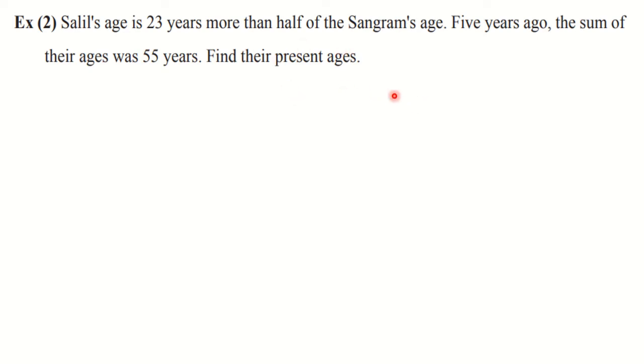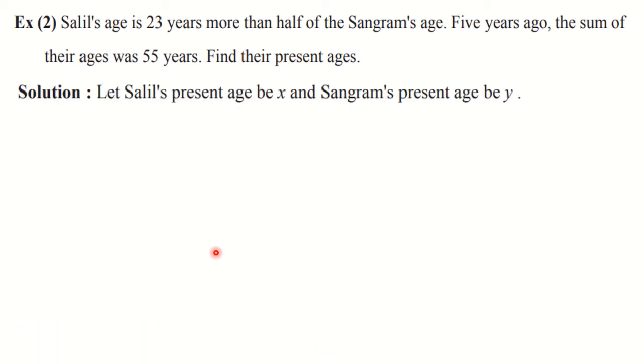Writing present is important because here in one condition the age 5 years ago is also mentioned. So you have to use the word present age. So you will start with that. Let the present age of Sahil be x years and present age of Sangram be y years. In the textbook it is given, let Sahil's present age be x and Sangram's present age be y. Here they have not used the unit, but always keep the habit of writing the unit. Here age, so x years and y years.